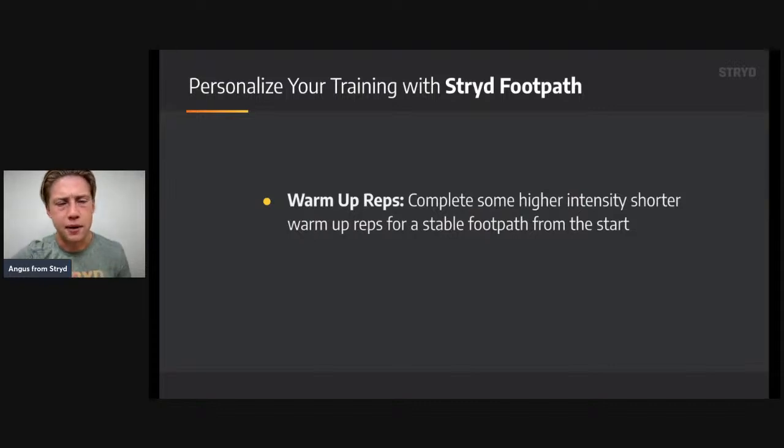So this led me to start thinking about, did I warm up properly? Was I properly prepared to run at this high intensity? Should I maybe consider doing some strides or some higher intensity, shorter warm-up reps for a more stable footpath from the start? This is going to vary on a runner by runner basis, where some runners are going to have a very clear warm-up trend, and some runners are just going to jump right into it, where they're going to see that stable footpath right from the start. They're not really going to need that extended warm-up in order to fall into their ideal stable running form.